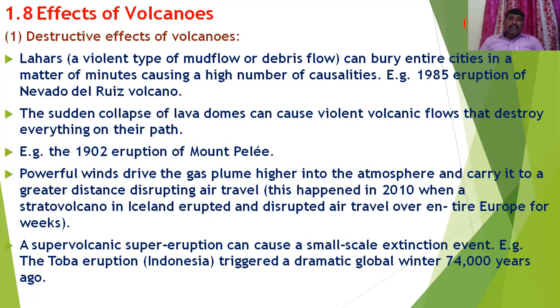A super eruption can cause a small scale extinction event. For example, the Toba eruption in Indonesia triggered a dramatic global winter about 74,000 years ago.